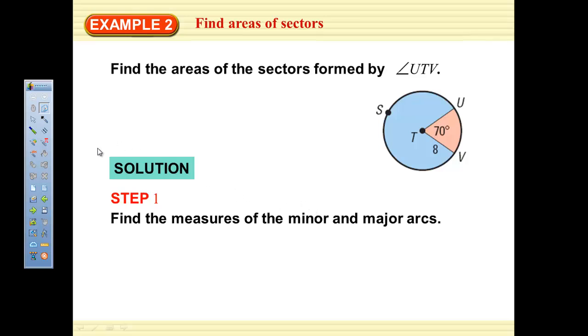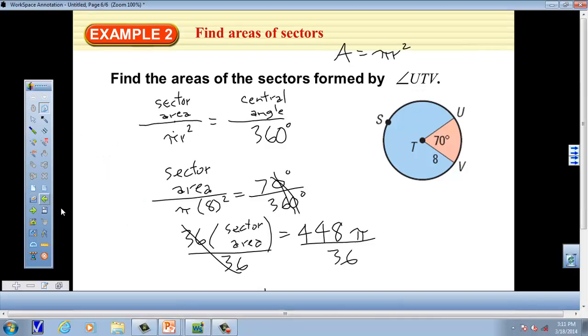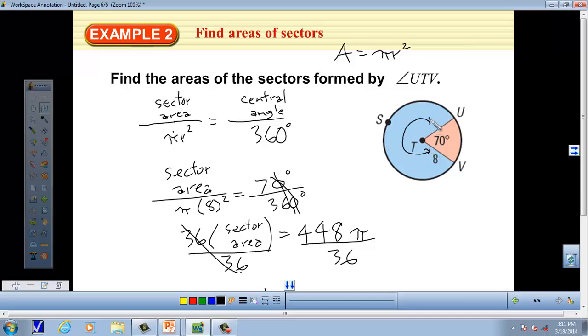Well, the second one, we'll go back. For the second one, we would do the same thing, but instead of 70, we would do 360 minus 70. This angle right here would be 360 minus 70, which is 290. So we do the same thing. Sector area over, we'll just say 64 pi because we've already done that. And here we do 290 over 360.